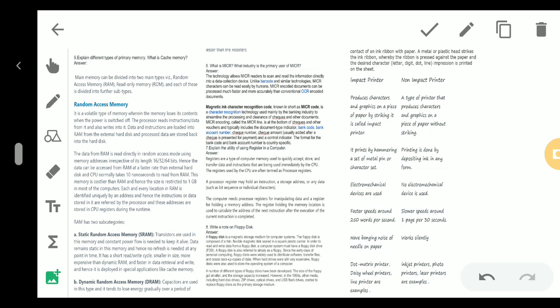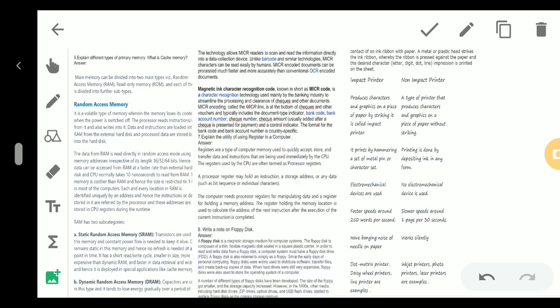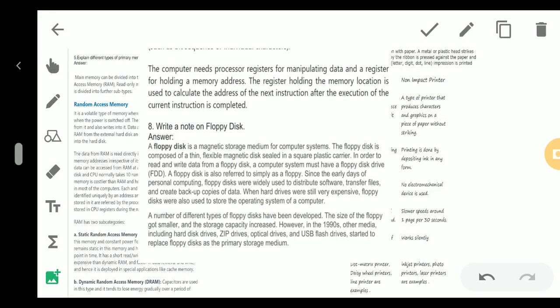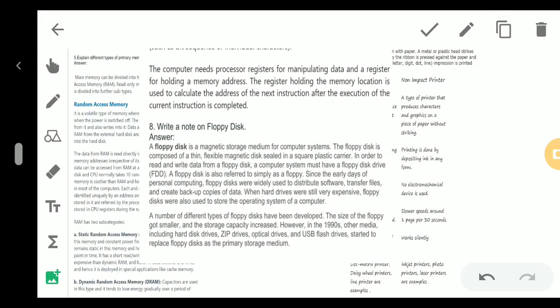The next question is: write a short note on the floppy disk. A floppy disk is a magnetic storage medium for the computer system. It is composed of a thin flexible magnetic disk sealed in a square plastic carrier. In order to read and write data from a floppy disk, a computer system must have a floppy disk drive, that is FDD.